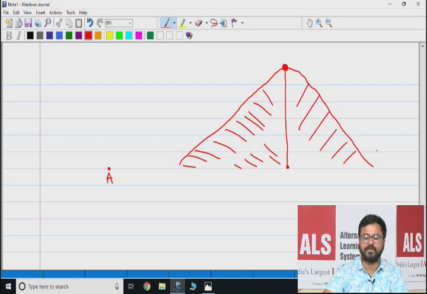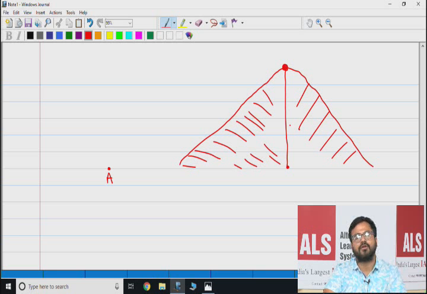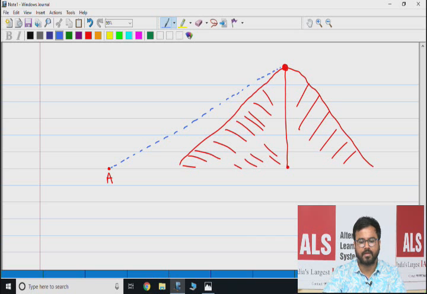This is Mount Everest. Suppose you are standing at point A, anywhere, not at a fixed distance, and you measure the distance from point A. With the help of a theodolite, we will look at the top of the mountain. The theodolite will tell you the angle. Let's say this is 60 degrees, right?